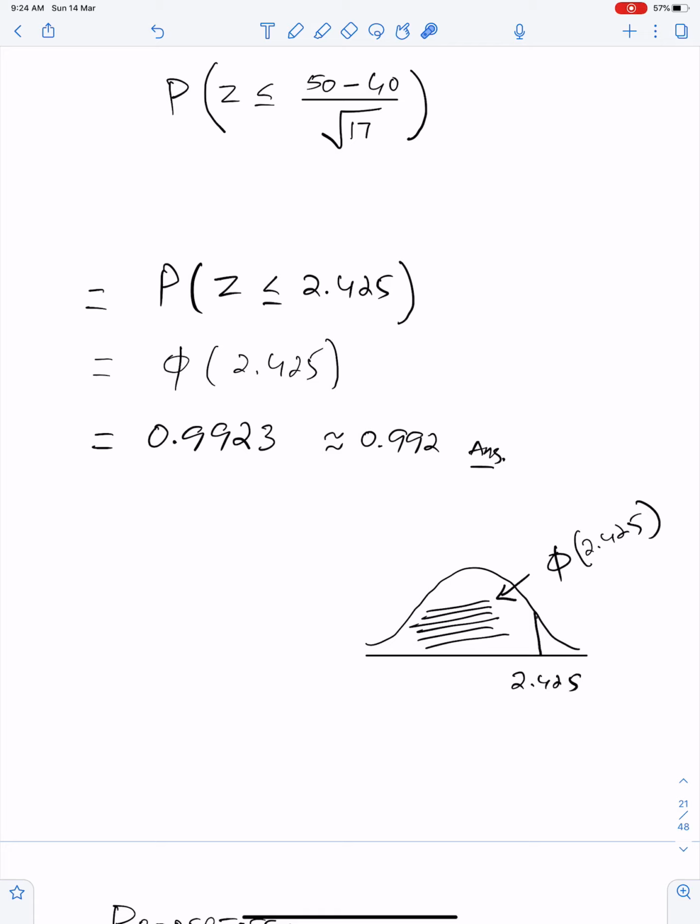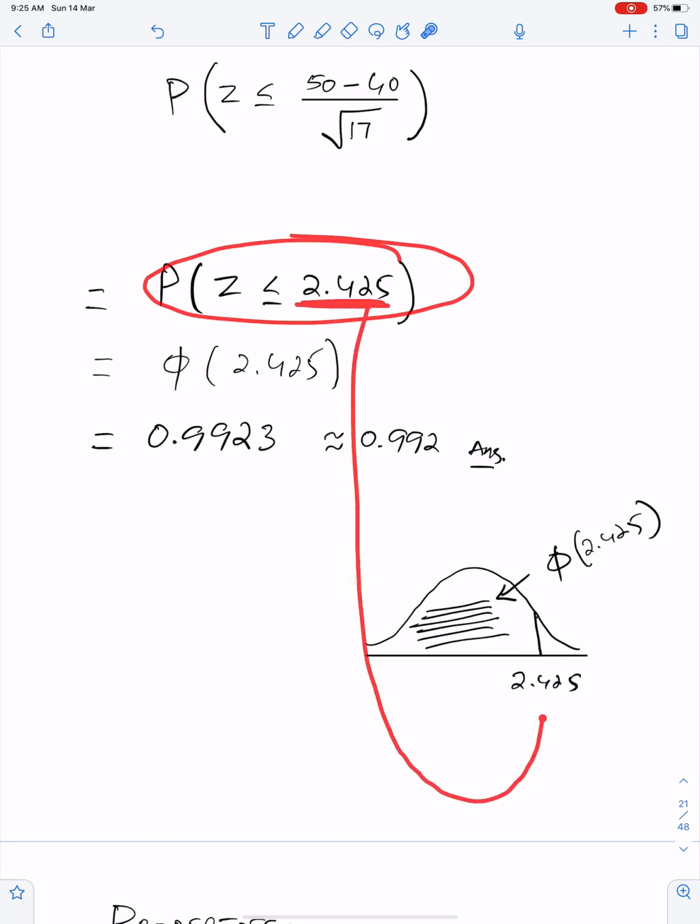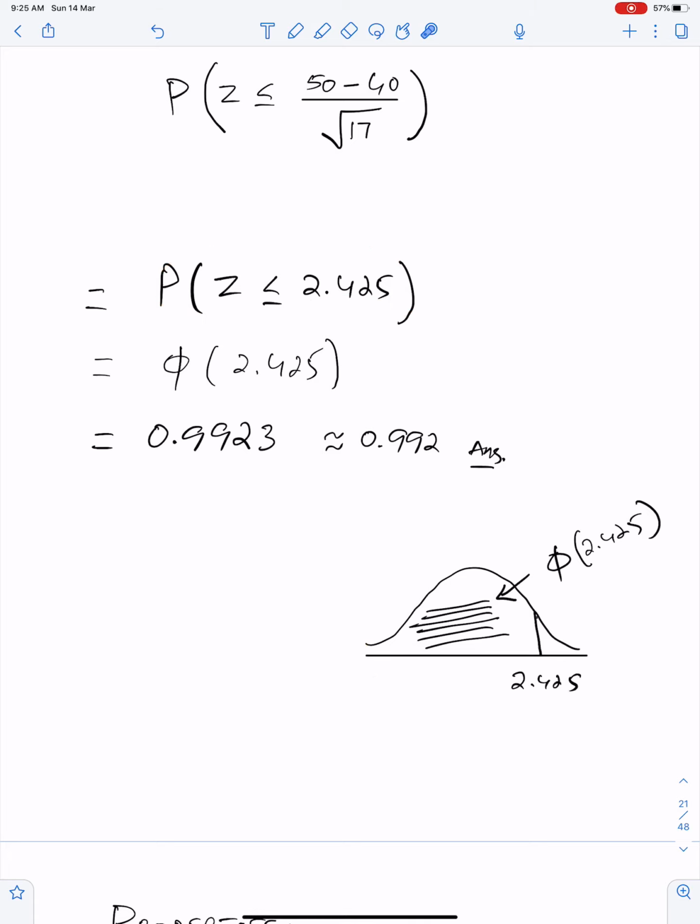See, we need this probability. So first mark 2.425. This is 2.425. This is the sketch of z.